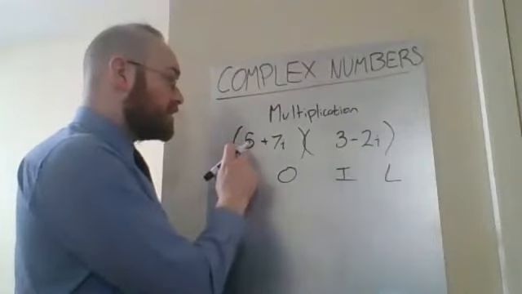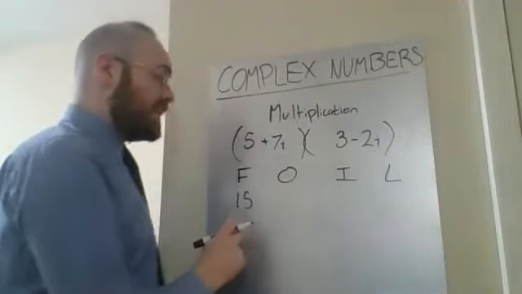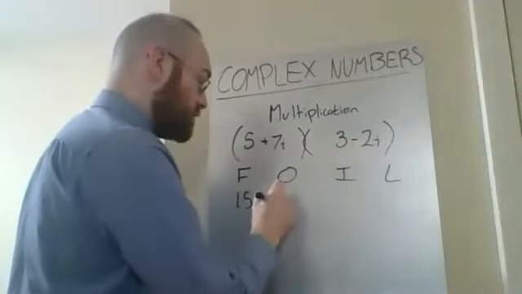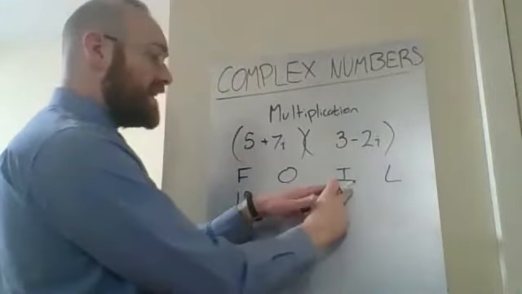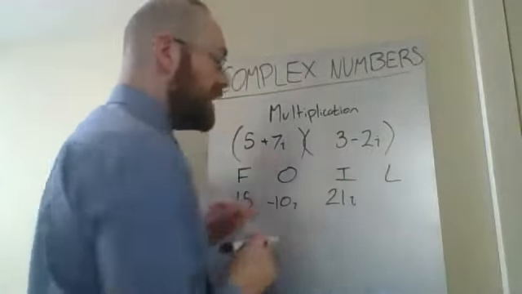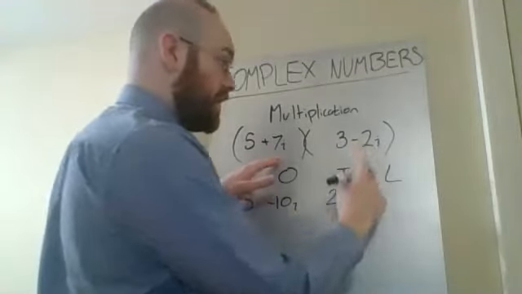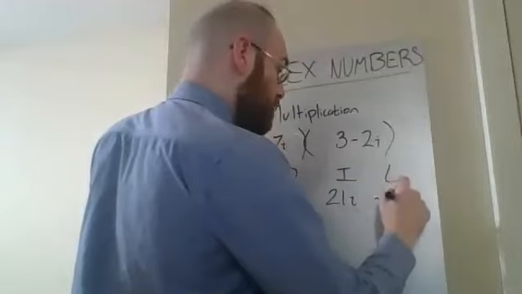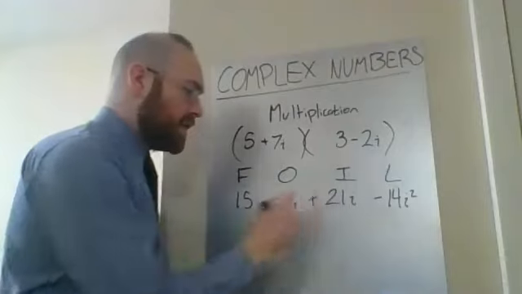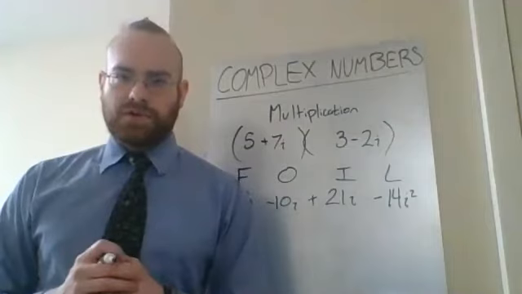So we take the product of the first numbers. So 5 times 3 is 15. Then we have the product of the outer numbers. So 5 times negative 2i, that's negative 10i. Then the inner numbers, so 7i times 3, I believe that is 21i. And finally, the last numbers. So 7i times negative 2i is going to be negative 14i squared. So take a moment and on your own, combine these like terms and think about how we can simplify these further.